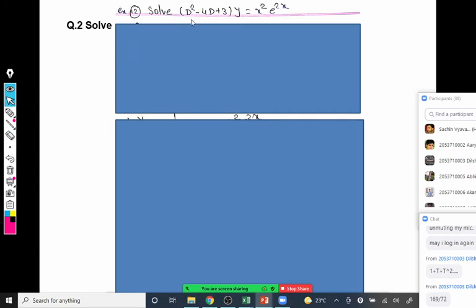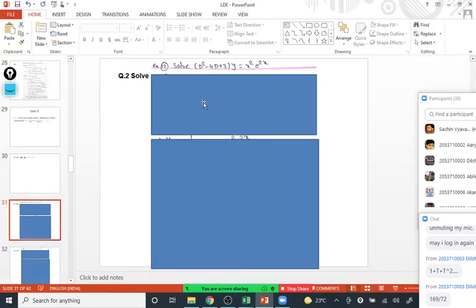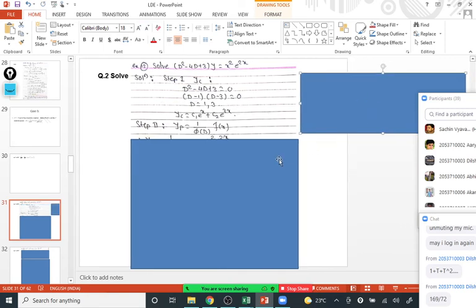The next question is on the screen here. Solve d square minus 4d plus 3 of y is equal to x square into e raised to 2x. First, everyone complete the yc and tell me the answer. So c1 e raised to power x plus c2 e raised to power 3x. Okay, very good, you are fast. Let me cross check. So you got the roots, and yes, c1 e raised to x plus c2 e raised to 3x. Good. Now complete YP.